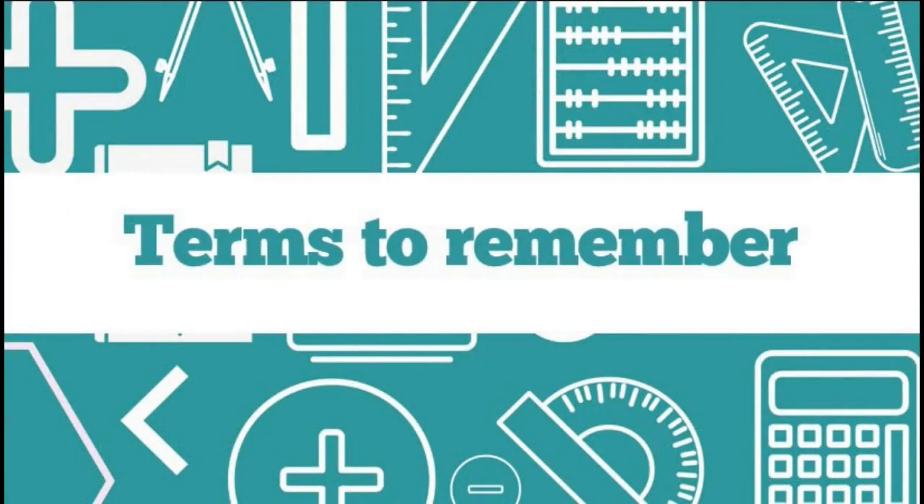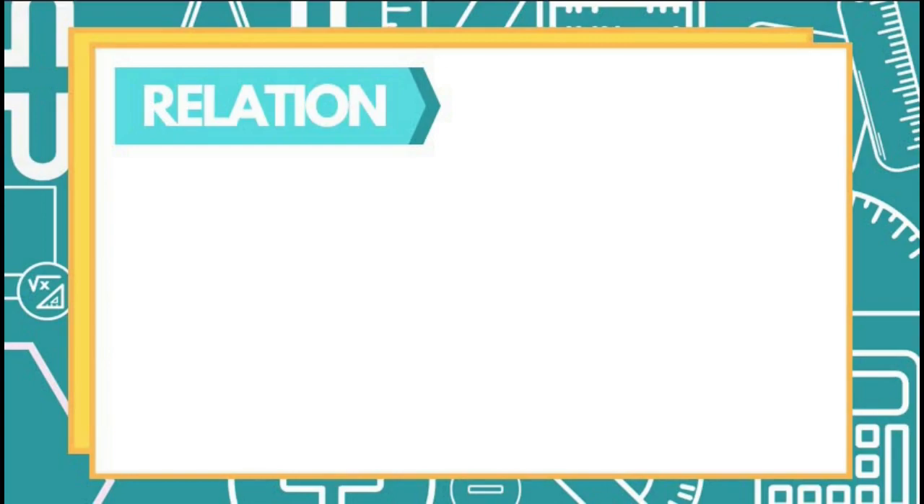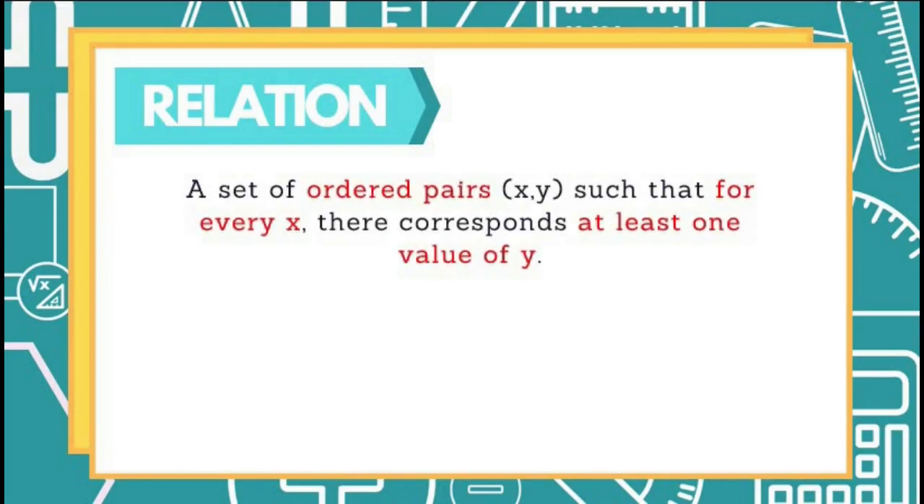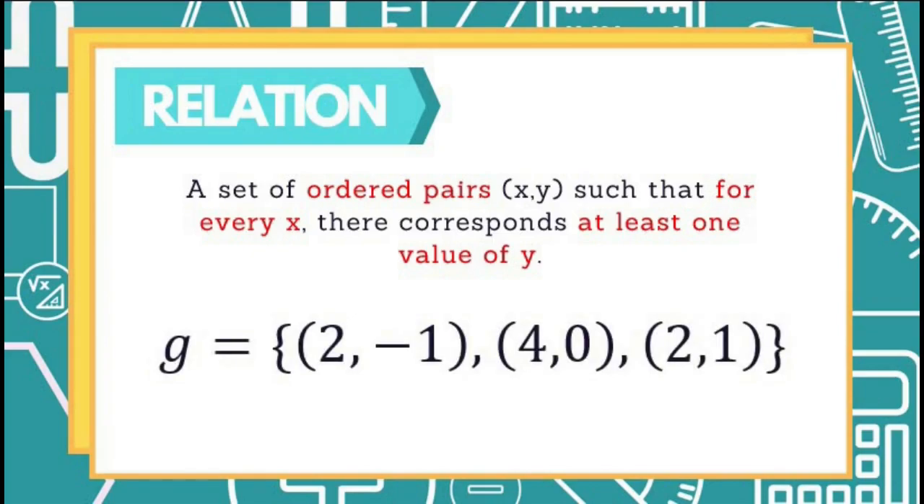So to start off, here are some terms to remember. The first word that I want you to remember is the word relation. When we say relation, it is defined as a set of ordered pairs. When we say ordered pair, it is in terms of x and y coordinates, such that for every x, there corresponds at least one value of y. Since we're talking about a set here, it should be written in this form.